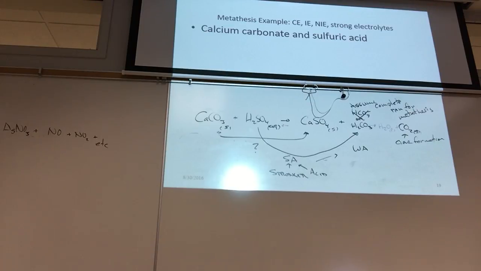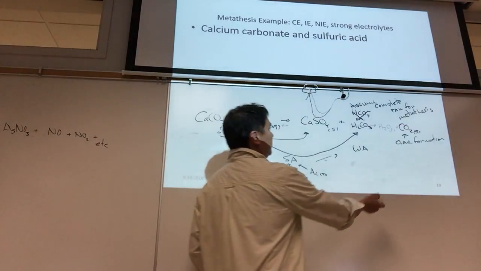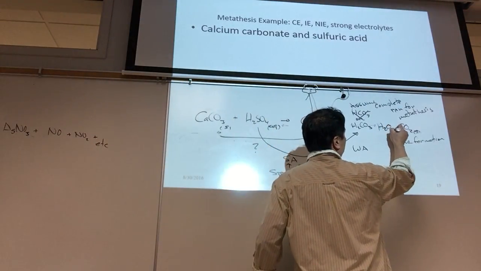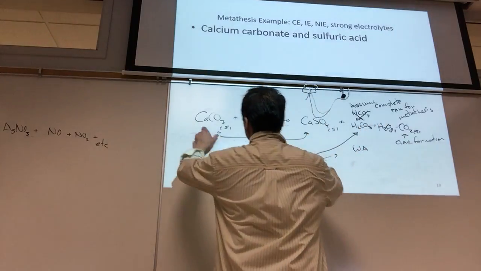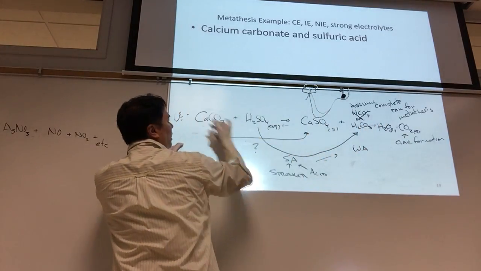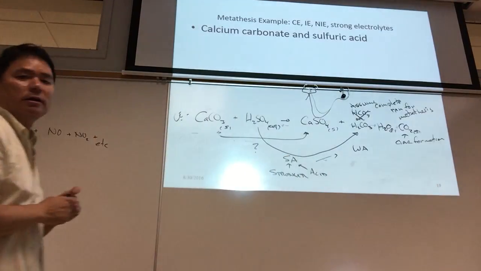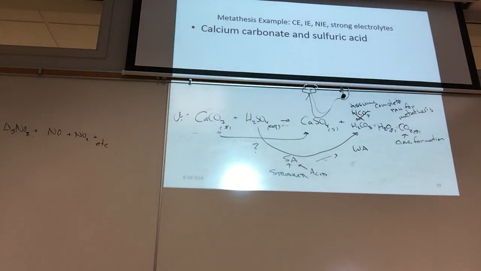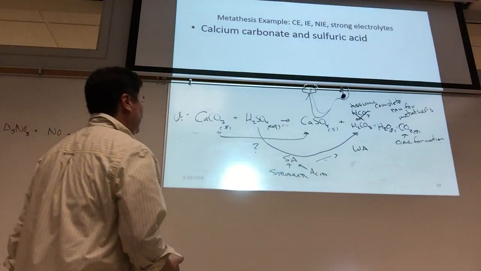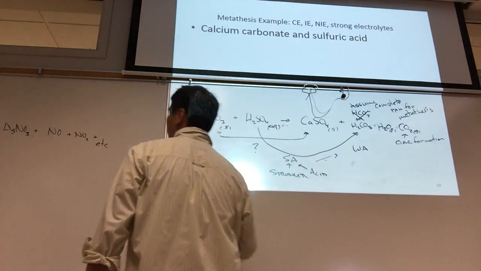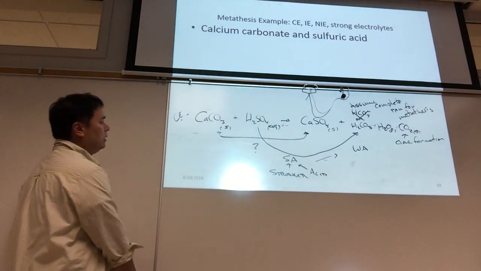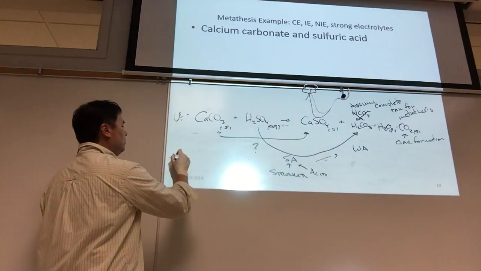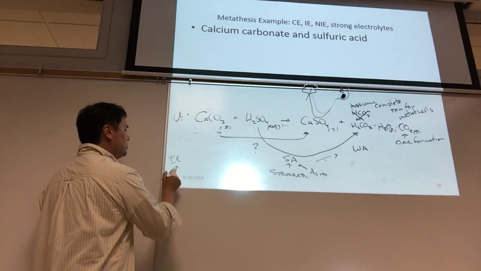All right, this is what we call the complete equation. So the complete equation is this. We make sure we don't have any unstable species, like carbonic acid. And so this would be the CE, and I have the driving forces listed here. The next thing I need to do is write the IE. For the IE, which is the ionic equation, what you'll do is ionize the strong electrolyte.